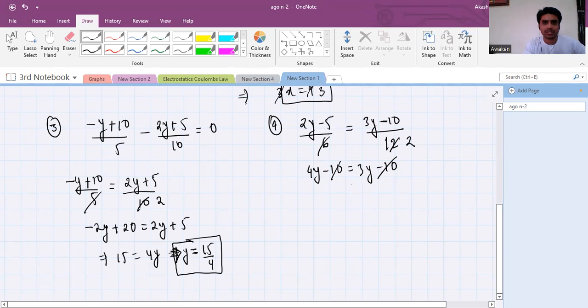No, 4y equals to 3y, right? What is the answer of this? 4y equals to 3y. And y has to be 0. There is no other correct answer. Okay. It is not undefined.